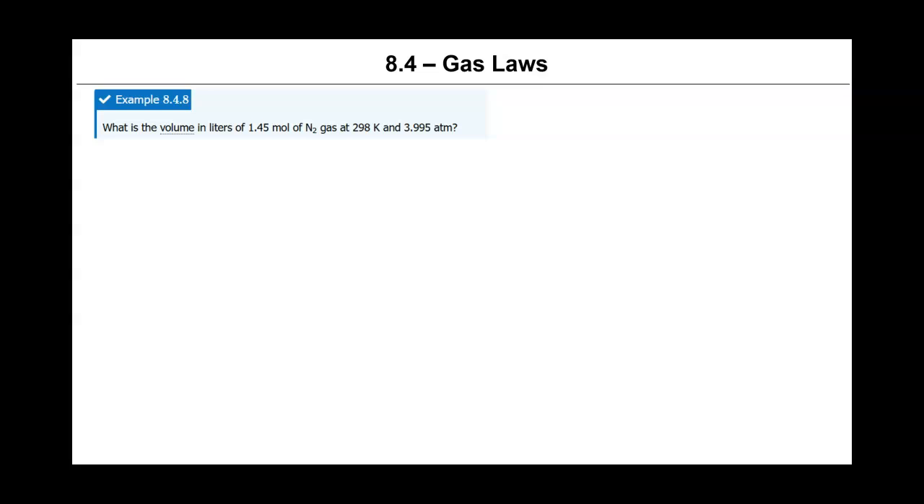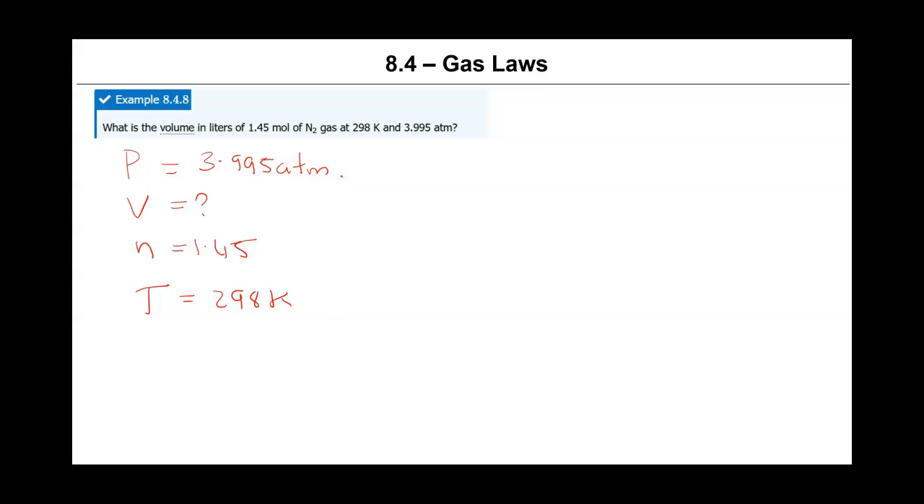So typically in an ideal gas law problem, you'll have some of the parameters defined, but one will be missing and you have to solve for the unknown parameter. So let's see what we've got here. P, V, n, and T. It says what is the volume in liters, so that's what we're looking for, of 1.45 moles of a gas at a temperature of 298 K and a pressure of 3.995 atm.